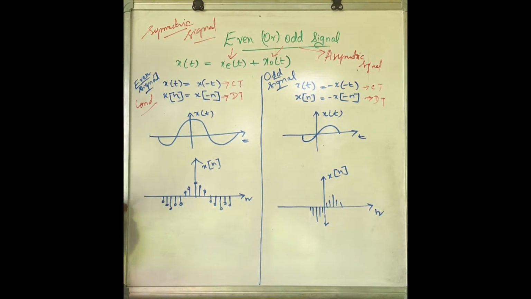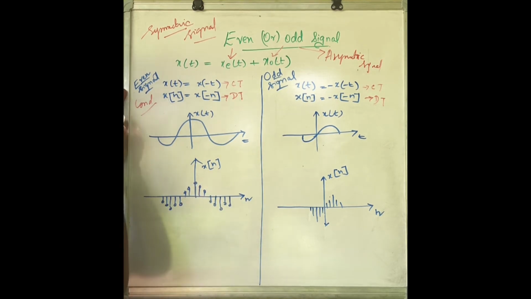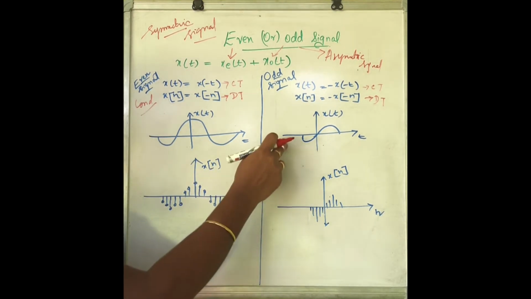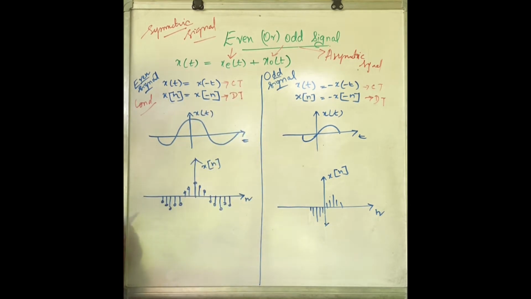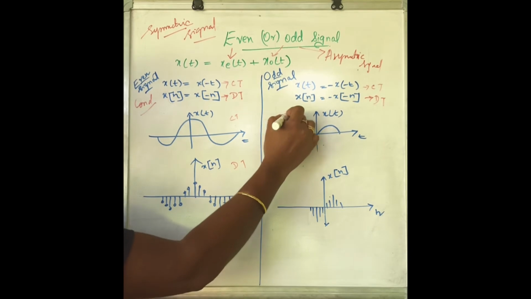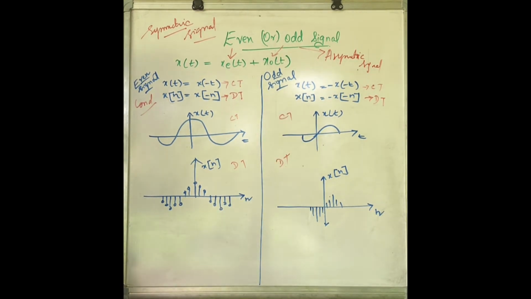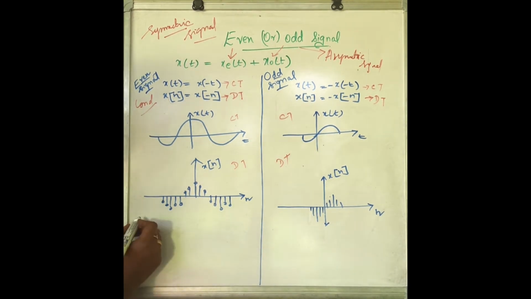And these are the four graphs underneath. The first two are for the even signal, the third and the fourth are for the odd signal. This one is for continuous time, this is for discrete. This is for continuous, this is for discrete. Now let's write the equations for even signal and odd signal.